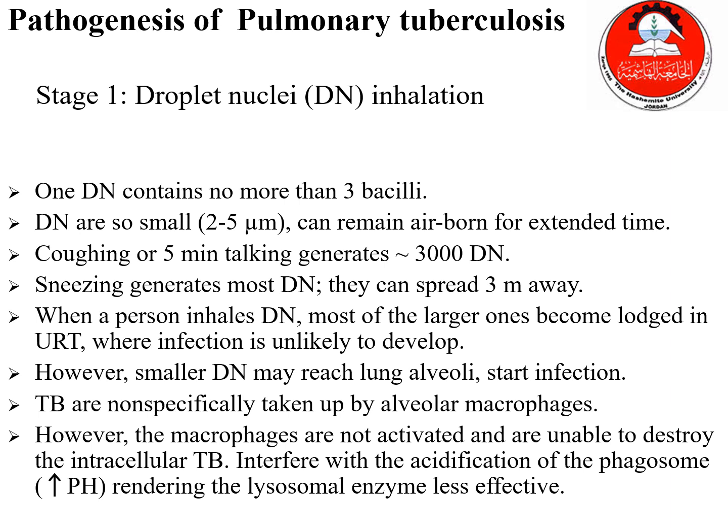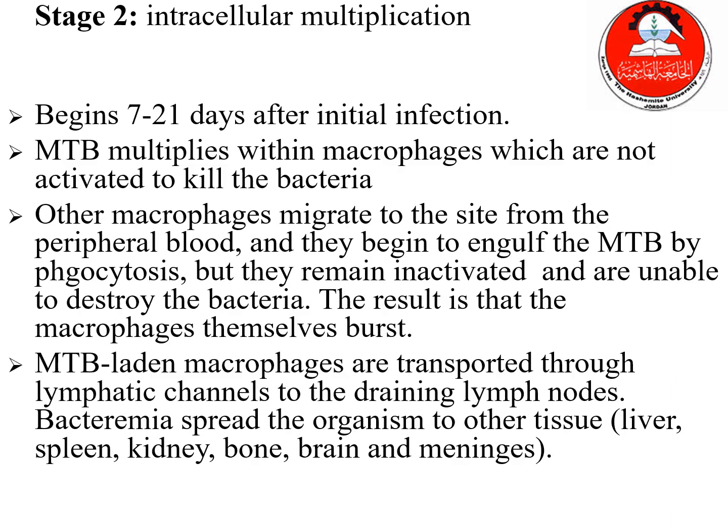So the large droplets, they enter into the respiratory tract and become lodged in the upper respiratory tract, and in this case they are unlikely to develop an infection, but the smaller ones might reach into the alveoli and start infection, and at this stage this is primary infection, and most of those who are infected are asymptomatic or they have flu-like symptoms at this stage. Then it is engulfed by alveolar macrophages, and it has the ability to interfere with acidification of the phagosome by increasing the pH and then preventing phagosome-lysosome formation, and so it can survive and replicate within the macrophage.